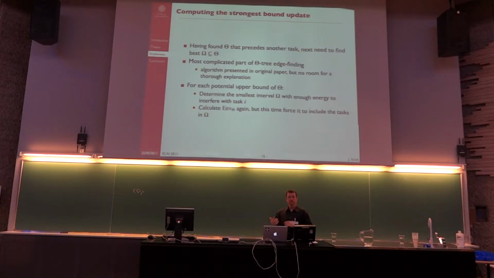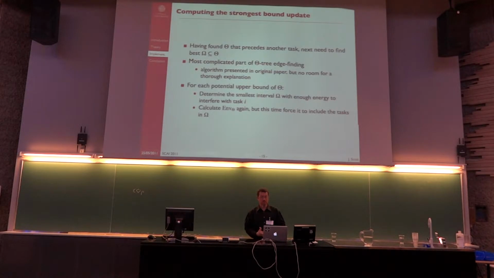So we've just briefly seen the theta tree, and using the energy envelope, we can then find the set of tasks that must precede our current task. But as we saw at the beginning, we then need to look at the subsets of that set of tasks in order to get the strongest bound update. And in order to do that, we have to modify the way that we use the theta tree.